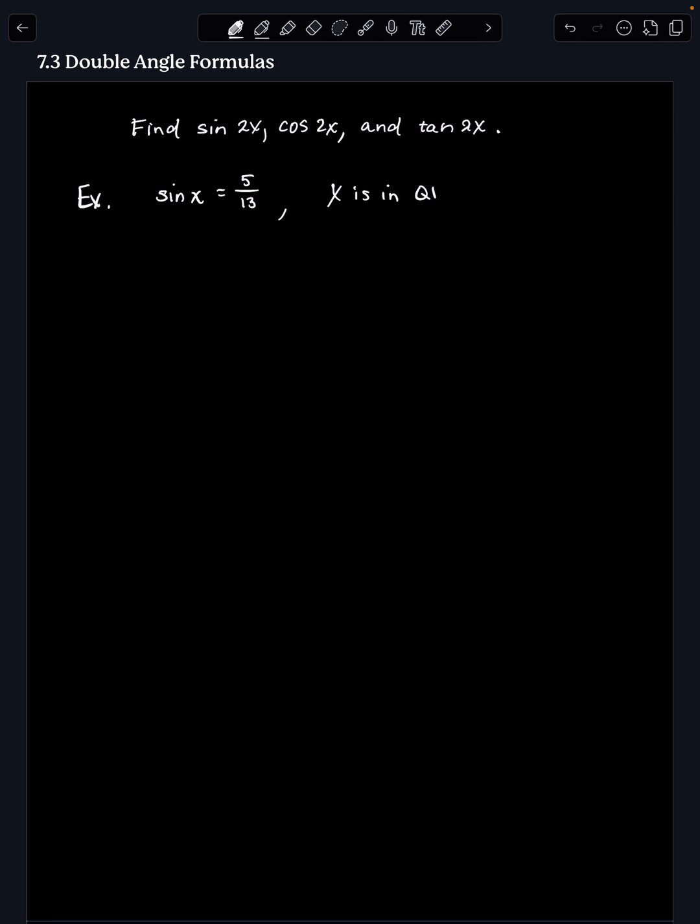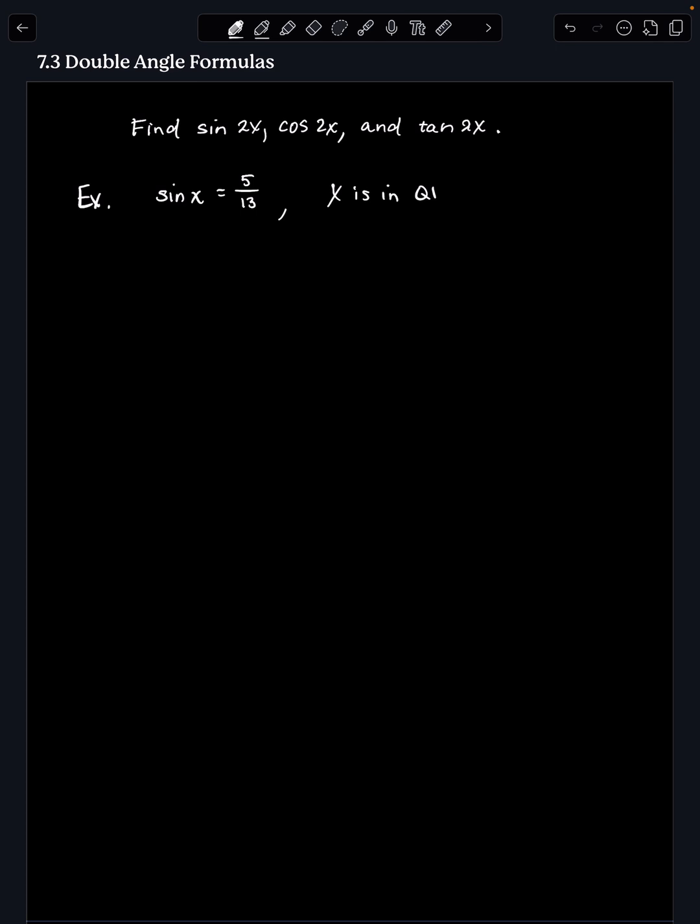So our first example, we've got the sine of x equals 5 over 13, and they tell us that x is in quadrant 1. Alright, so that's going to be important that we know the quadrant the angle is in, and then whatever information they give us, that's what we're going to use to find any information that we need to know.